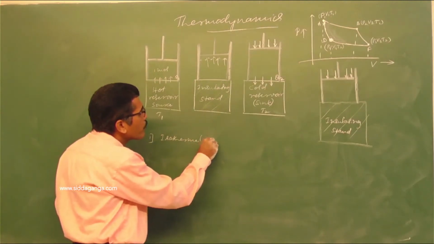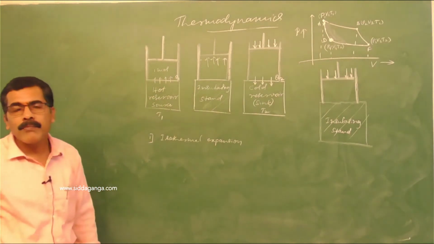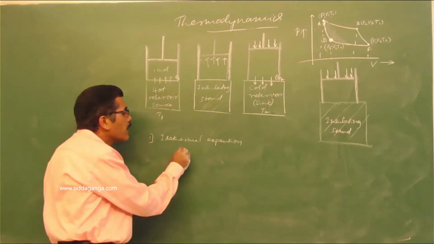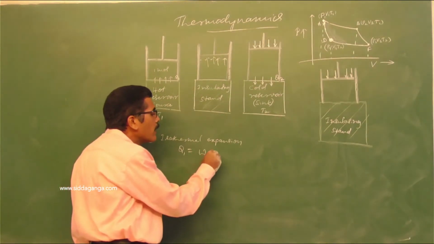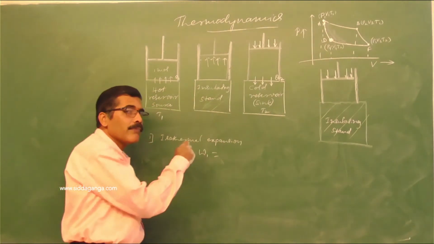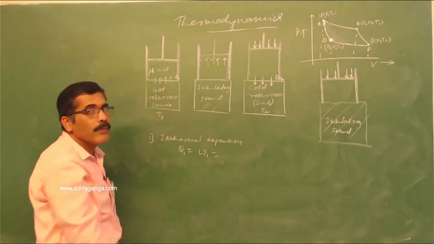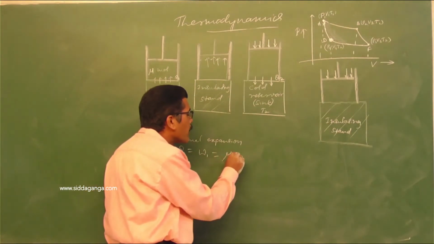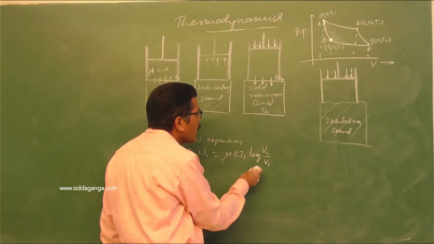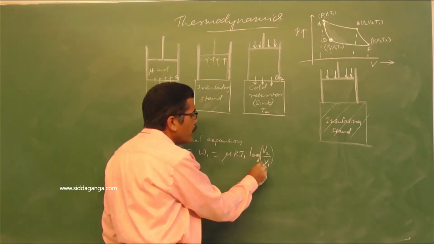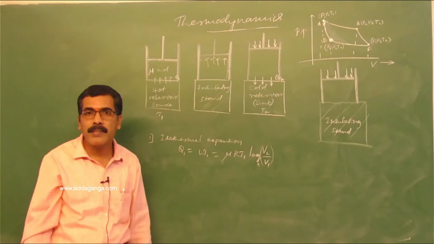Isothermal expansion. In isothermal expansion, you know that whatever heat is supplied is converted into work done. If I take the amount of heat supplied as Q1, it is converted into work done W1. This is equal to, if I take mu moles instead of 1 mole, mu R T1 log of V2 by V1, or you can write ln. This is the work done by the gas.